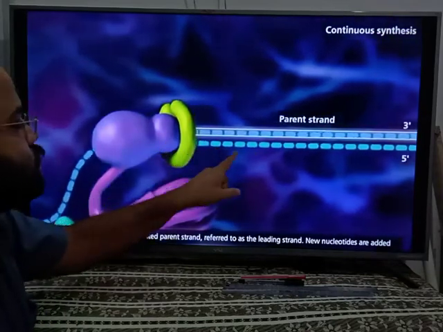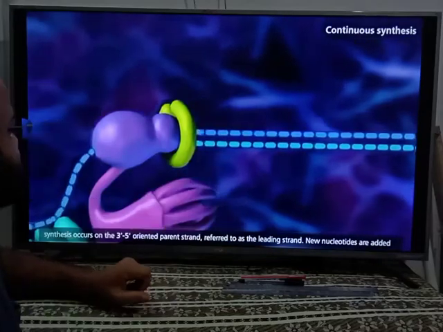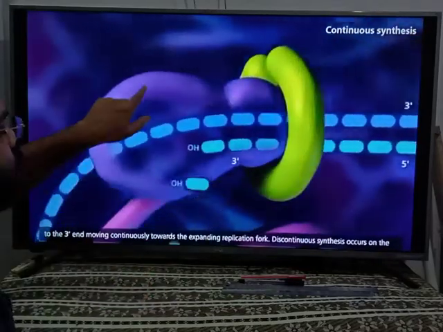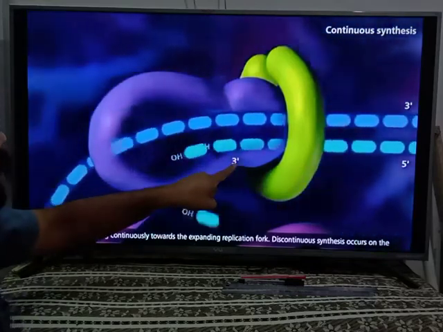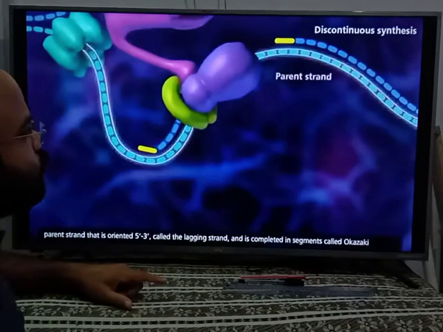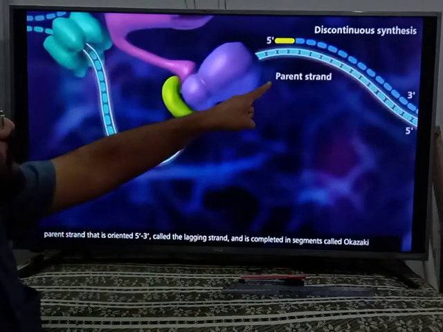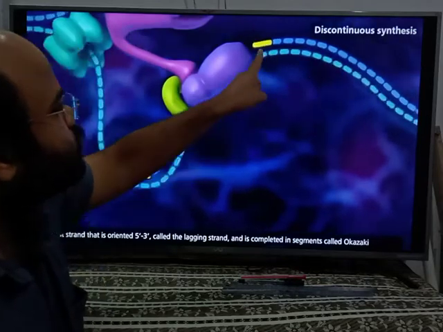See, continuous synthesis is happening. This is the parent strand and this is the leading strand. This is the DNA polymerase. See how the nucleotides are joined at the 3' OH. Now this is the lagging strand, discontinuous synthesis. So this is the primer.